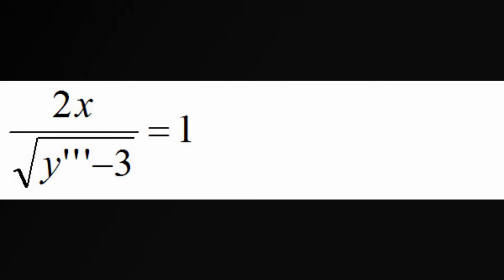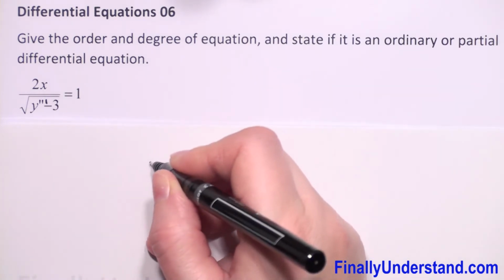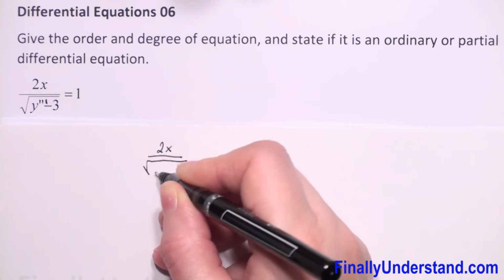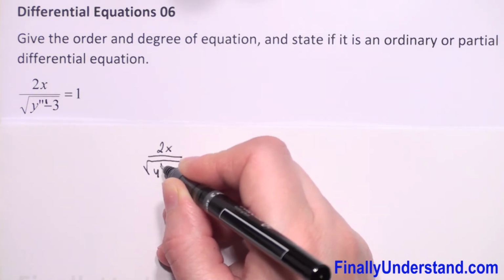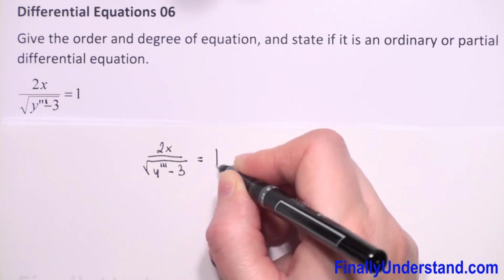A differential equation is one that contains one or more derivatives. In this example, we have the third derivative of y. So to find the degree of our equation, first we have to clear our fraction. So I will copy our equation. We have 2x over the square root of the third derivative of y minus 3 equals 1.